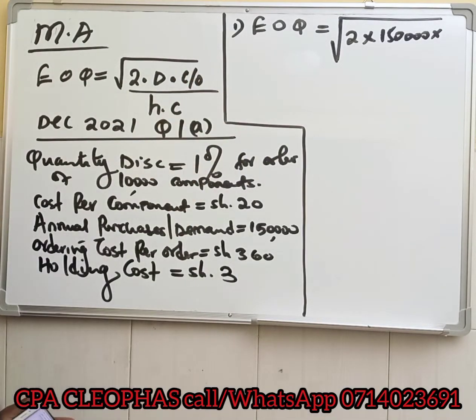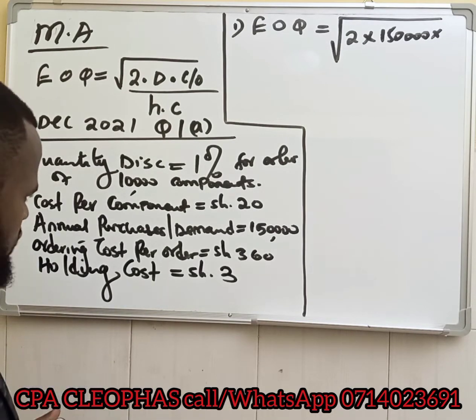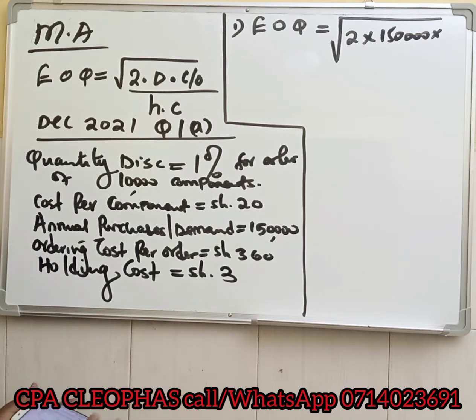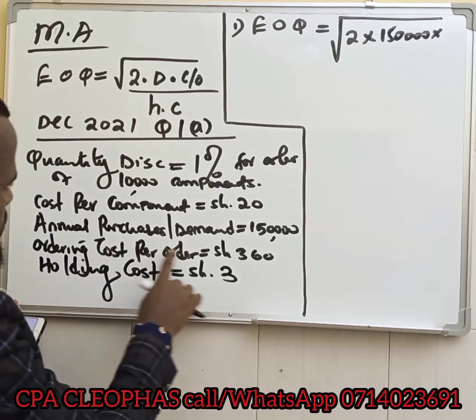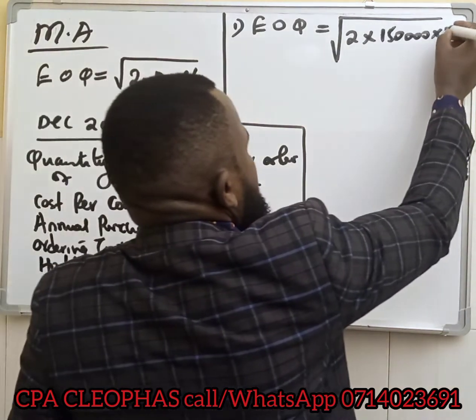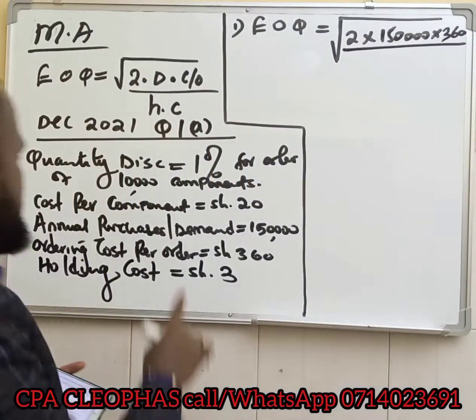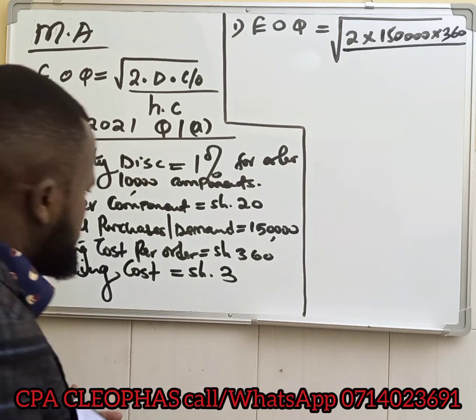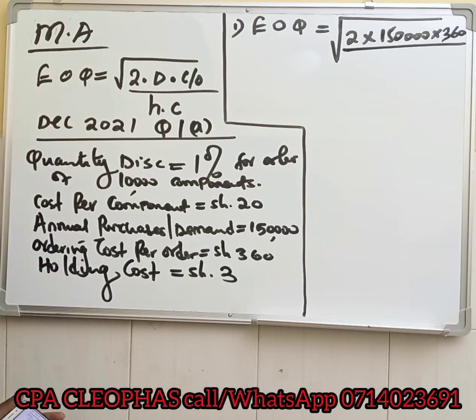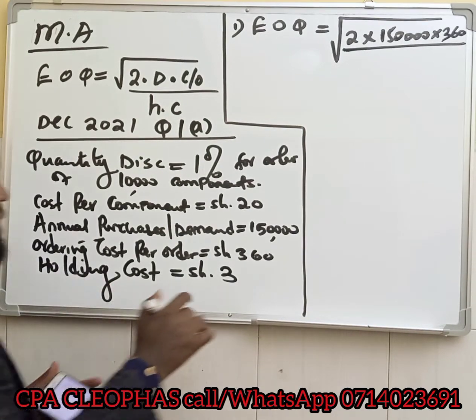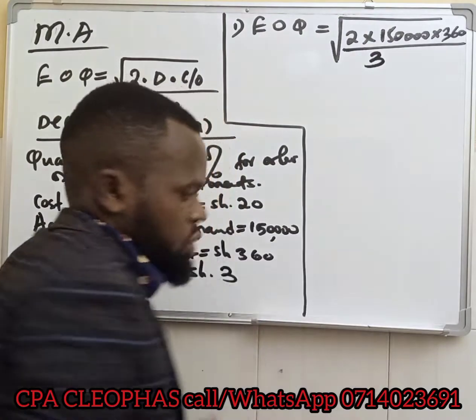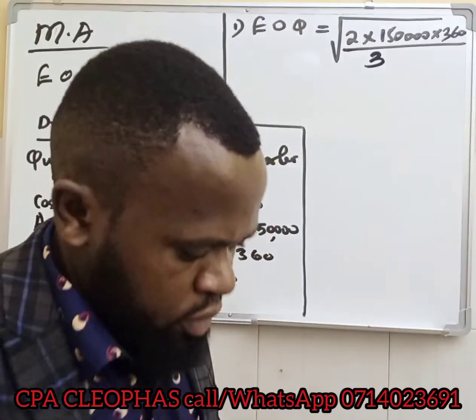CO is the ordering cost per order. Anytime you're placing an order, the costs which relate to making calls, etc., so that you can get the order, the cost associated with the ordering is 360 per order. So 360 all over what? HC. HC is the holding cost or the carrying cost per unit per annum. Here it is, holding cost 3. That's how you get your EOQ.